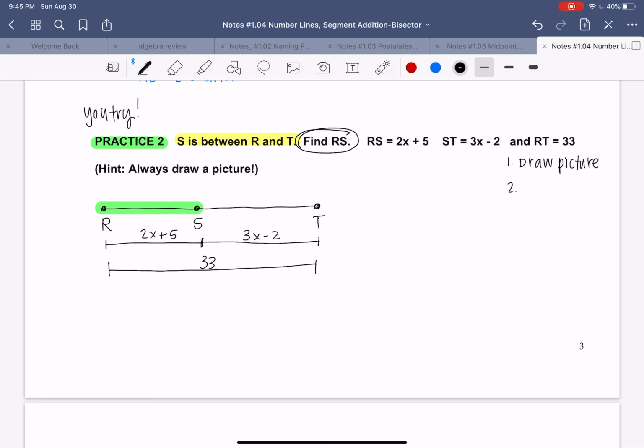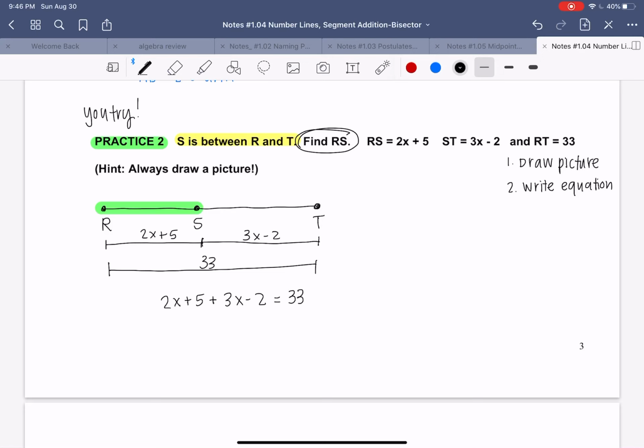Your second step is to write an equation. Okay, we need to write an equation. Okay, so remember, part plus part equals whole. So the part we want to find, RS, is labeled with 2x plus 5. Okay, so we have 2x plus 5 plus our other part, ST, 3x minus 2, equals our whole, which is 33.